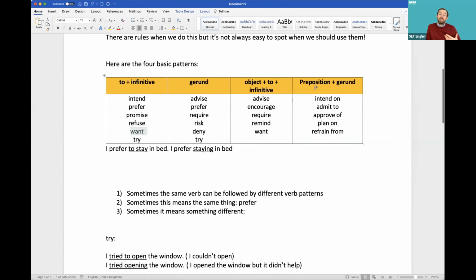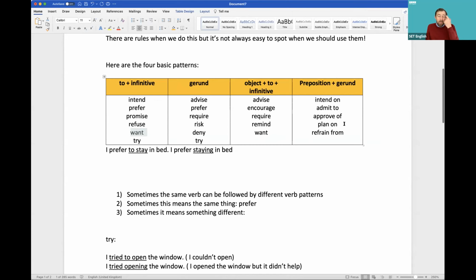Another one you can do is a preposition plus gerund. If you remember, one of the rules about prepositions is that prepositions are followed by nouns. Well, if you want to put a verb after a preposition, you have to convert it into a gerund, a verb plus ing. A gerund is the noun form of a verb.